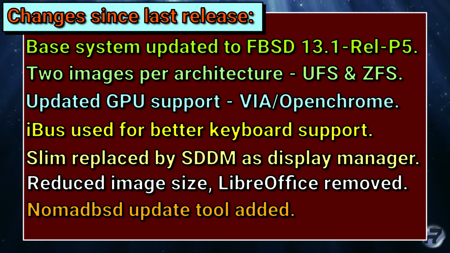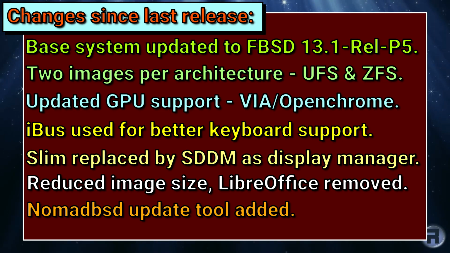Right, so what's different in this latest release? Well, these are changes since the last release. The base system has been updated to FreeBSD 13.1 release patch set 5. There are 2 images per architecture, UFS and ZFS, where previously it was just UFS. And updated GPU support, so VIA and OpenChrome have been added.